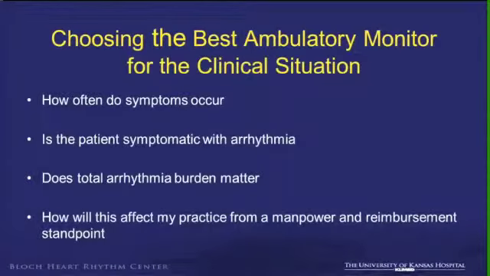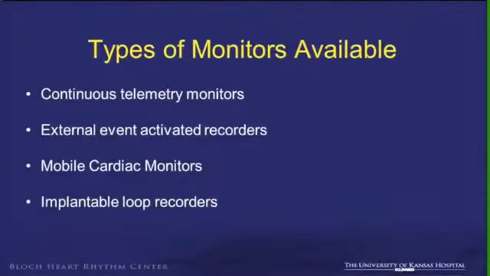So when I look at patients and try to figure out what's the best ambulatory monitor for them, I ask myself these questions. How often do the symptoms occur? Is the patient symptomatic with arrhythmias? Does the total arrhythmia burden matter to me? And lastly, how will this affect my practice from a manpower and reimbursement standpoint? I think that's something we don't think of immediately, although with these different types of monitors, a certain level of staff involvement is required in order to get good information in a timely fashion.